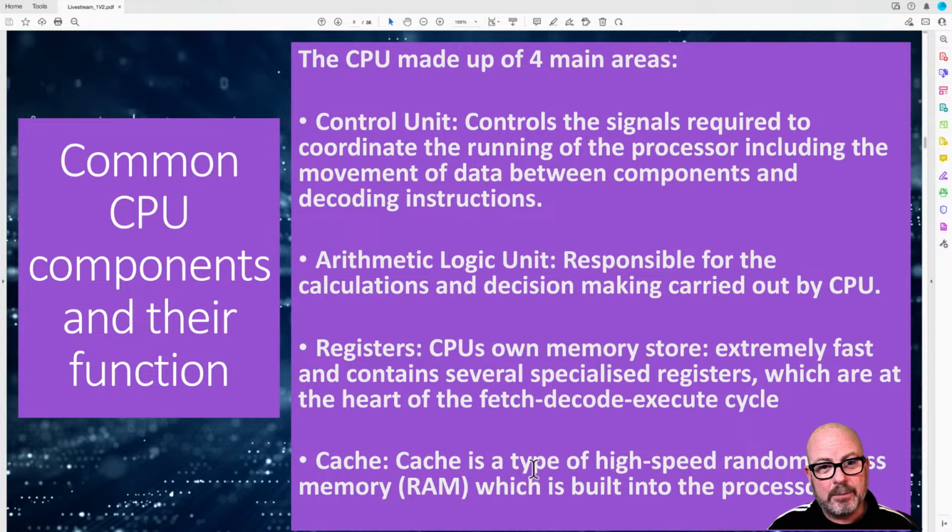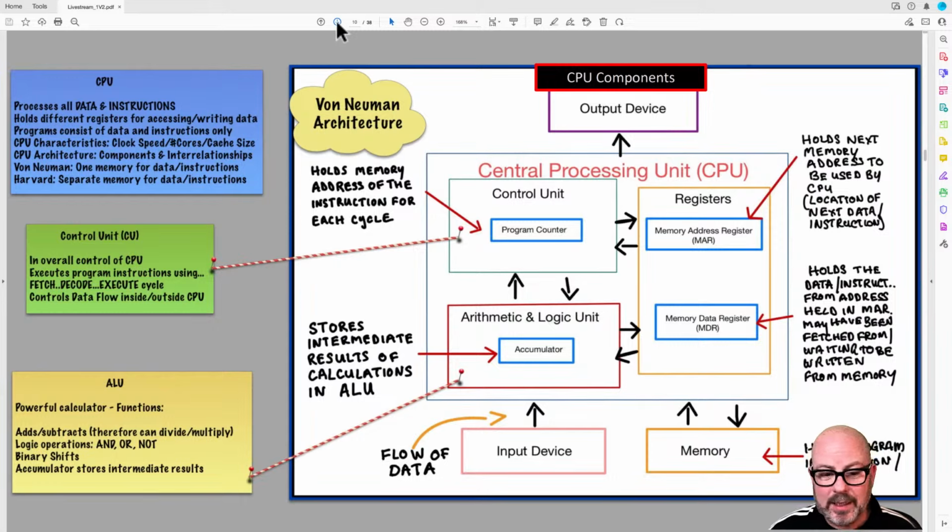And then we've got cache memory, high-speed random access memory. So those are the other memories we're going to look at. And cache holds frequently used instructions. Another little nugget there, which will get you some marks at some point in the exam.